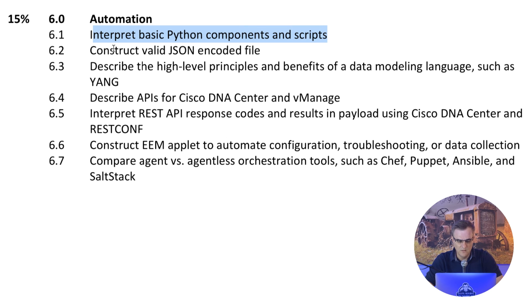So 6.1, Python. 6.2, construct valid JSON encoded files. 6.3, describe high-level principles and benefits of a data modeling language such as YANG. You need to be able to describe APIs for Cisco DNA Center and vManage. 6.5, interpret REST API response codes and results in payloads using Cisco DNA Center and RESTCONF. You need to be able to construct an EEM applet to automate configuration, troubleshooting, and data collection. 6.7, compare agent versus agentless orchestration tools such as Chef, Puppet, Ansible, and SaltStack.